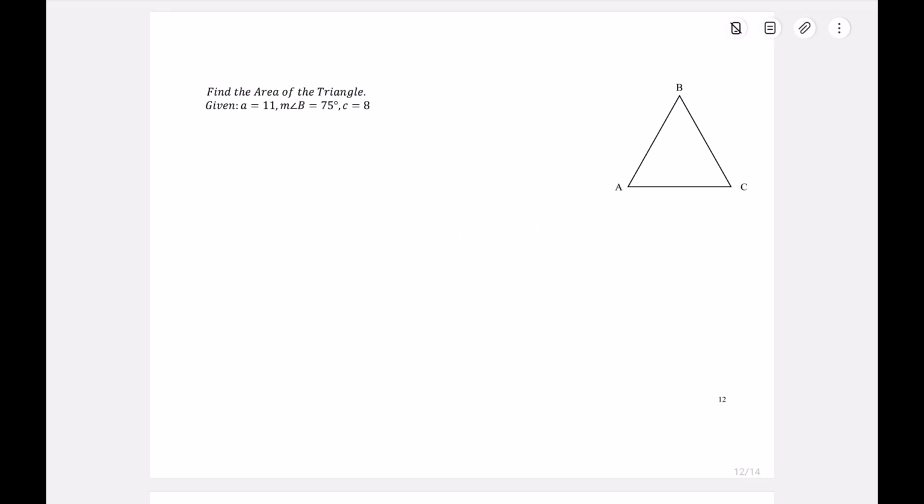So next we want to find the area of the triangle, and for these types of equations for finding the area, we know that we want a side angle side. For the given, side A is 11, angle B is 75, and side C is 8. So we have a side angle side triangle, and we're able to use that list of formulas that we're given.